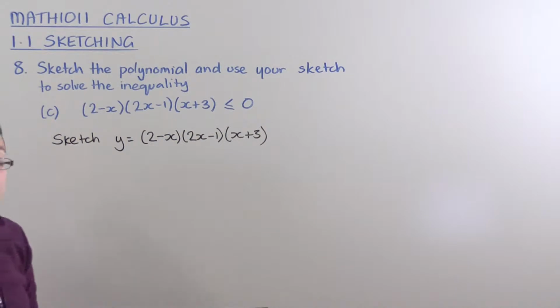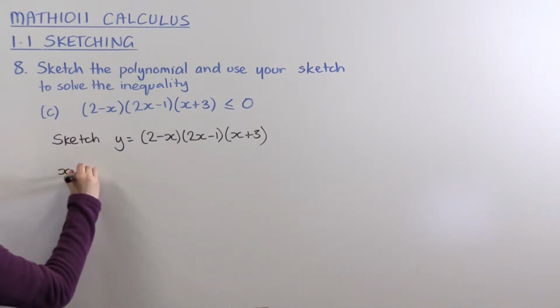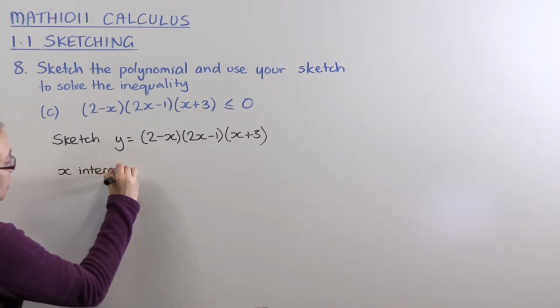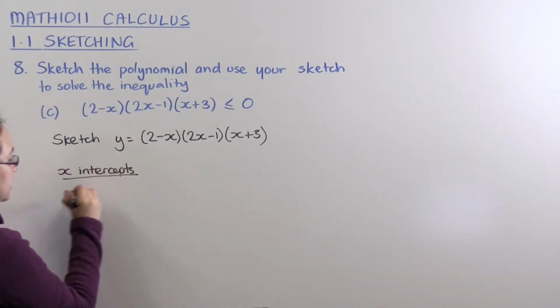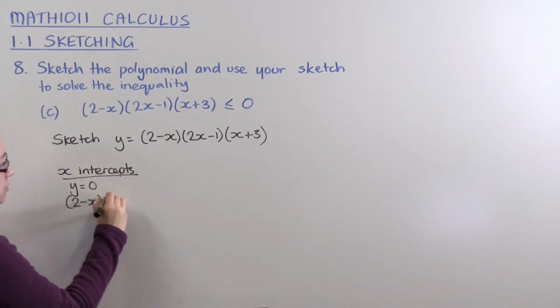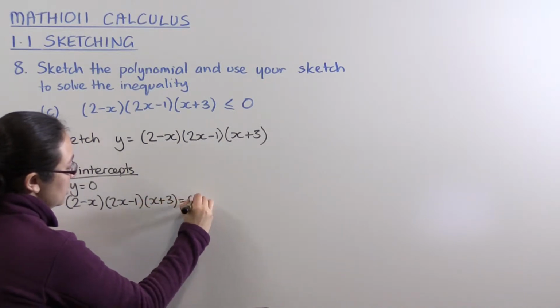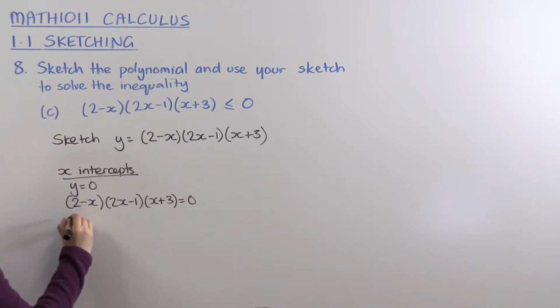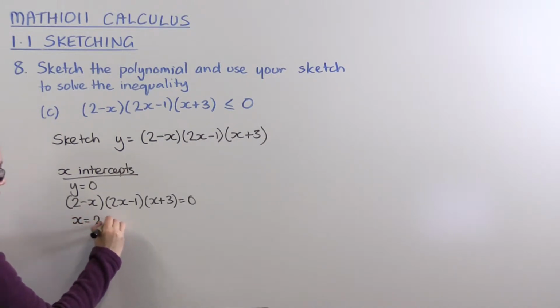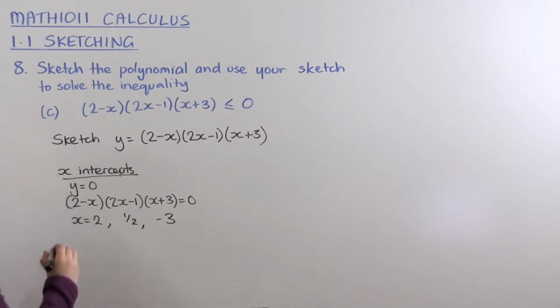They're relatively easy to sketch if it's nice and factorized like that. That's because we can find x-intercepts very easily. We always find x-intercepts by solving y equal to 0. And now if these three things multiply to give 0, then one of them is 0. So this would give us x is 2 or a half or minus 3. They're going to be our x-intercepts.